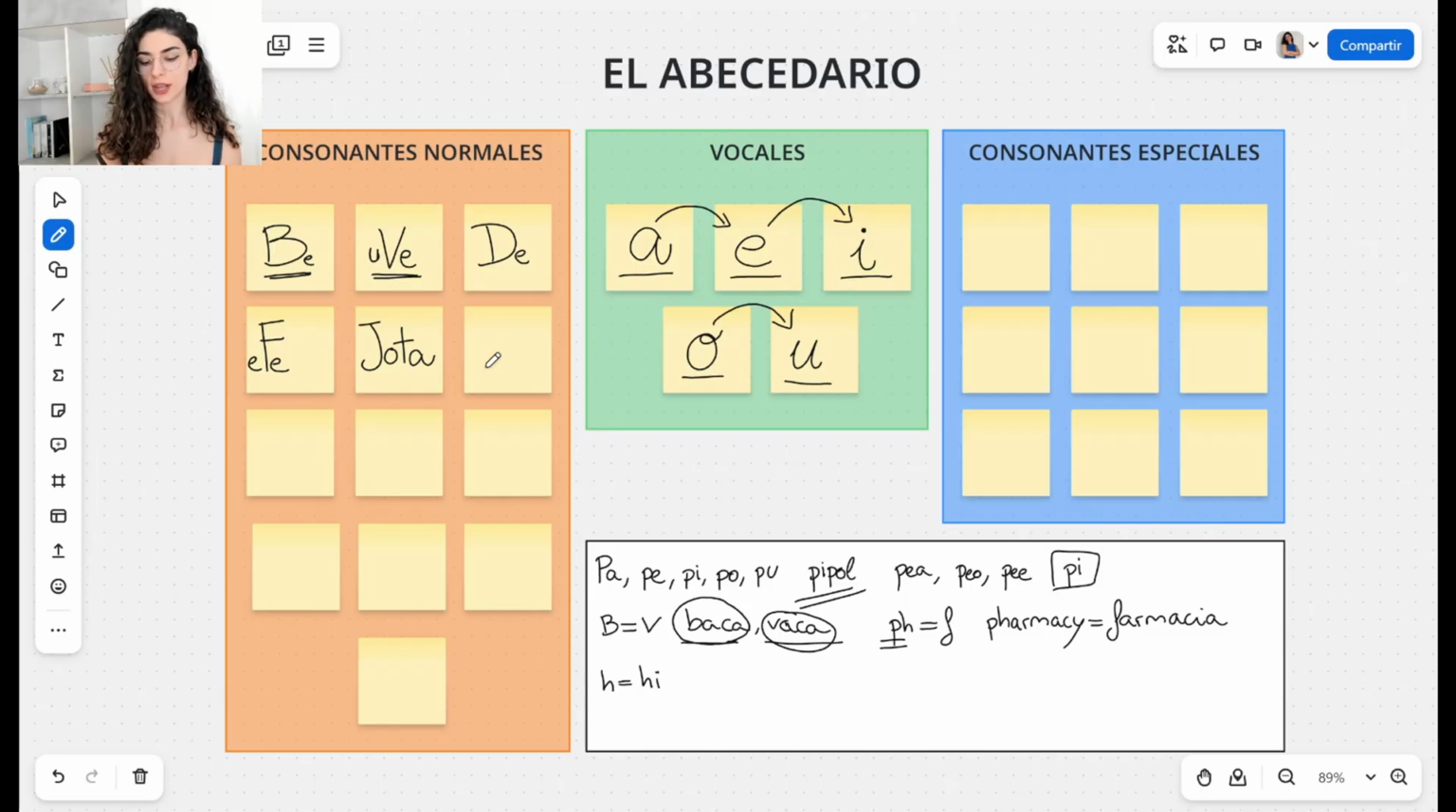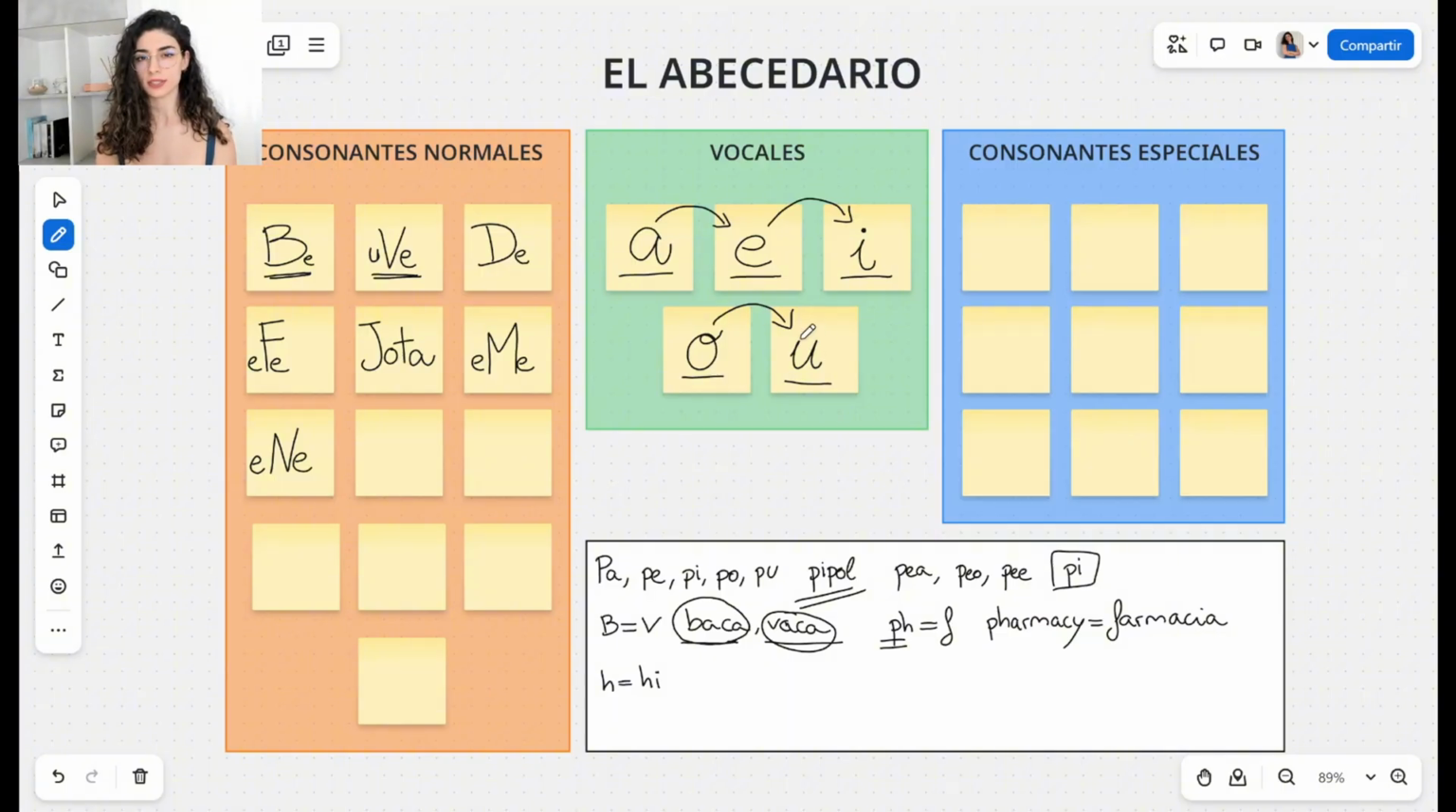Then we have letter M. This is letter M, so it has a totally normal sound. It's going to be ma, me, mi, mo, mu. Then we have letter N. So again, it's a totally normal sound that is going to be na, ne, ni, no, nu.